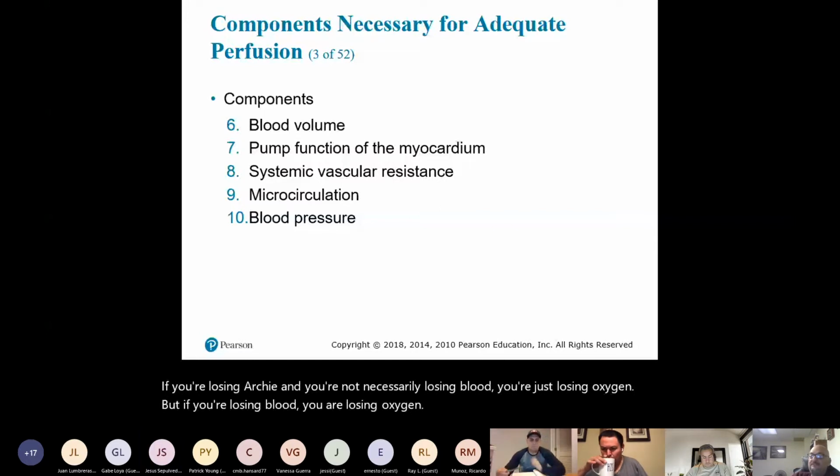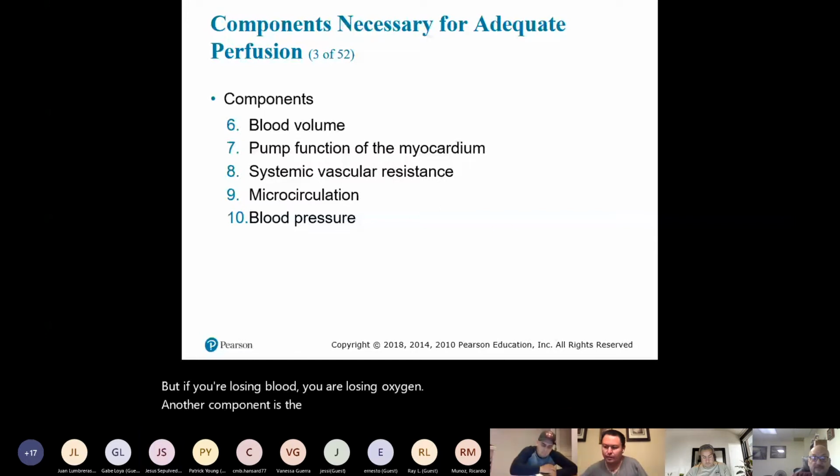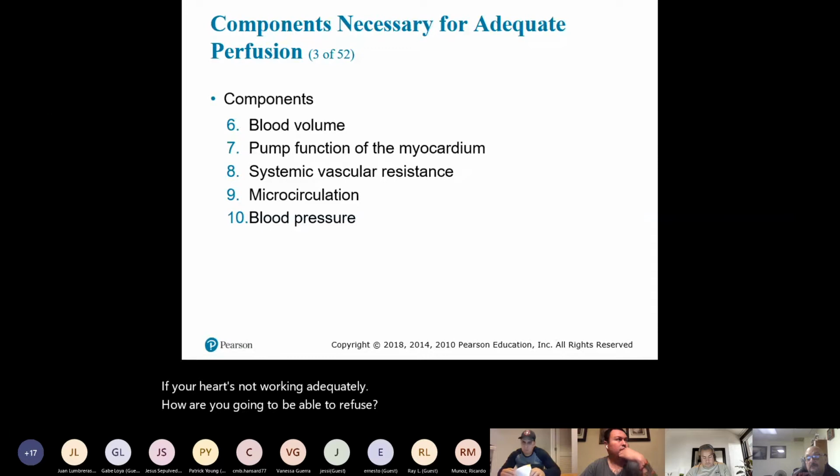Another component is the function of the heart. If your heart's not working adequately, how well are you going to be able to perfuse? How well are you going to be able to deliver that blood all the way down to your left little toe? You can't.